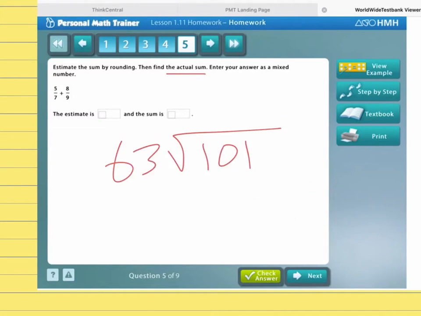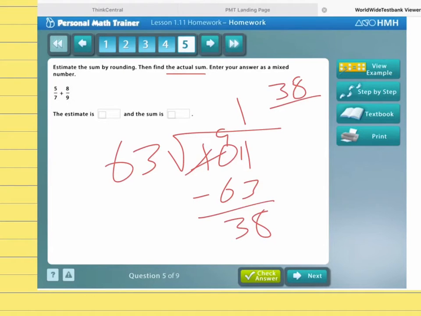Now I'll simplify that. 63 goes into 101 one time. Finding the difference of that ends up with 38. So the actual answer is going to be 1 and 38/63, which is very close to the 1.5 that I got. So your estimated answer will be 1.5 using benchmark fractions, and the actual answer is going to be 1 and 38/63.